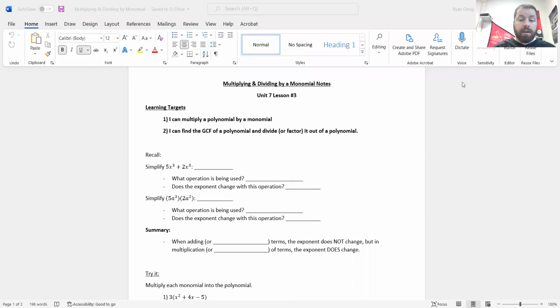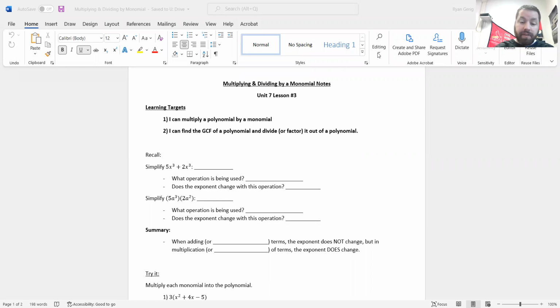Hello, everybody. So moving on to lesson 3 for unit 7. In lesson 2, we added and subtracted. You could probably guess we are multiplying and dividing. So learning targets: I can multiply a polynomial by a monomial. Remember what a monomial is. That's a single term. So we're just multiplying by a single term.